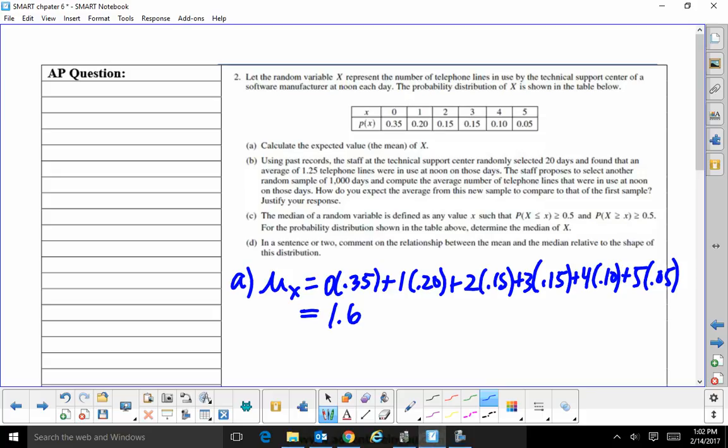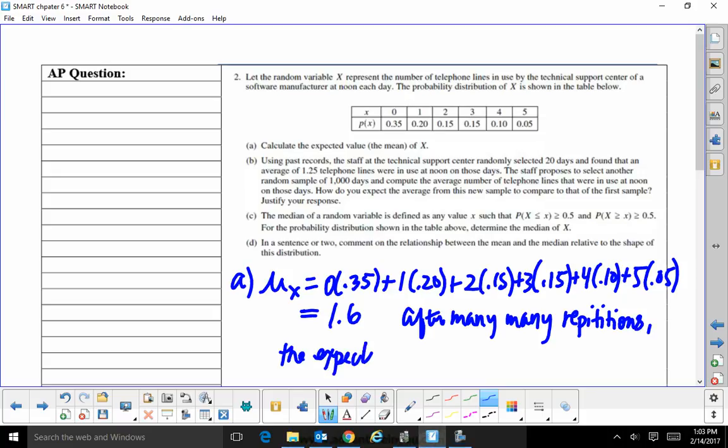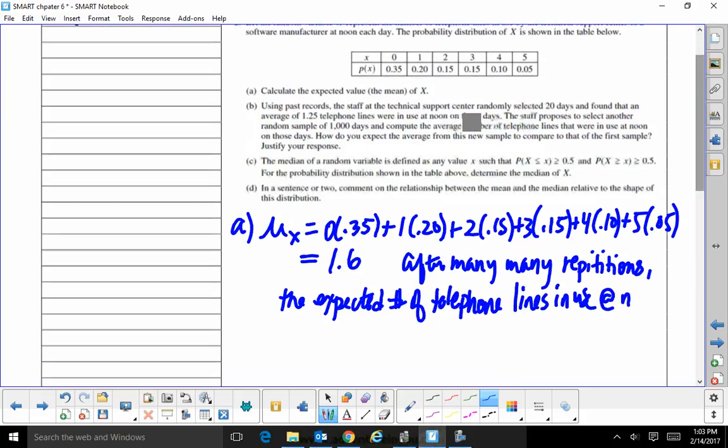Okay. Or in the long run, the expected number of telephone lines in use at noon is 1.6.